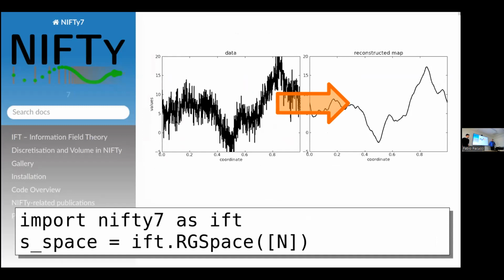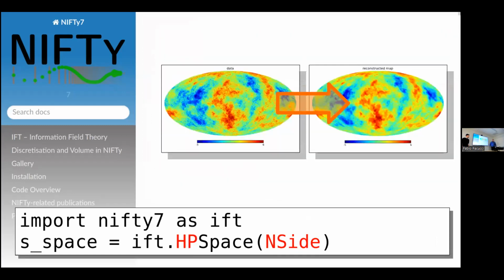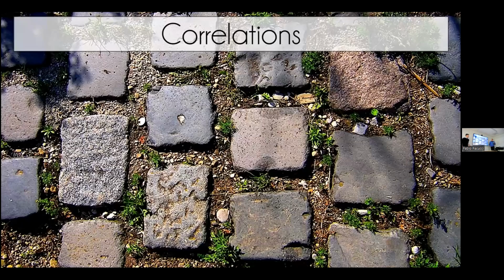Okay, NIFTy allows you to easily program field inference, for example, here, one-dimensional case. Changing one line in that code can turn it into two-dimensional inference on the sphere or even on product spaces like sphere times an energy axis, as you will see later. First, let me tell about how to implement correlations.